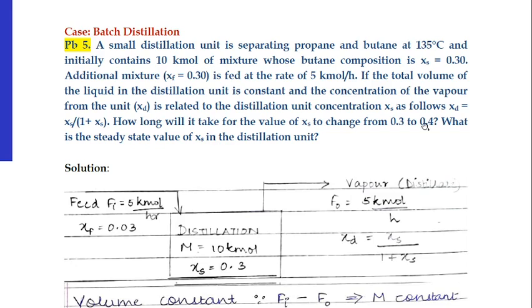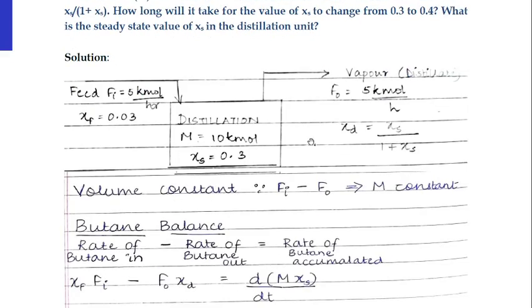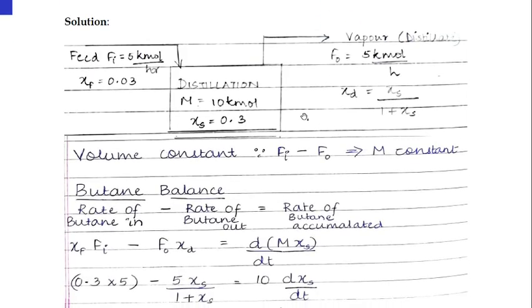Slowly it will increase, and after some time it will reach a steady state. Once it reaches a steady state, the concentration of the butane in the residue stream, that is in the liquid stream, will remain constant. So that's called the steady state condition. At that steady state condition, the value of XS is what you have to find out. So there are two questions. Let's develop the balance equation, substitute and solve the problem.